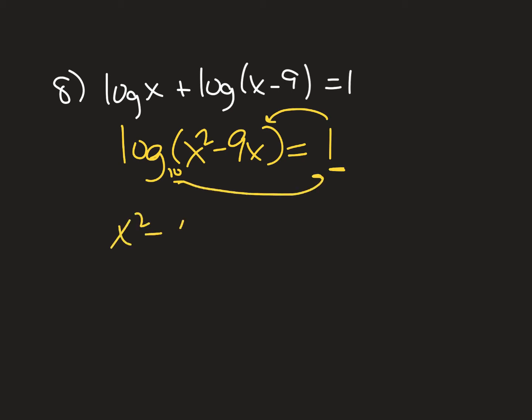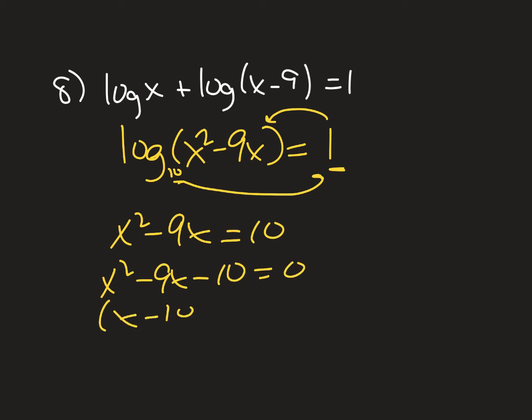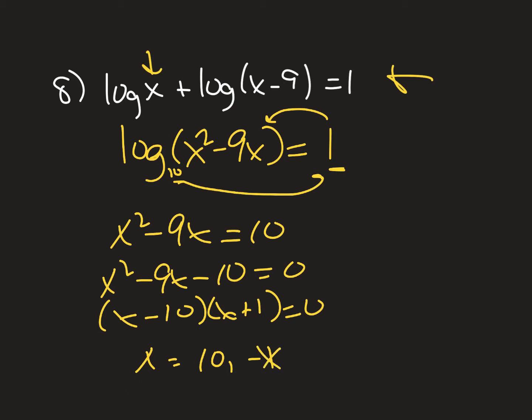So I'm going to put x squared minus 9x equals 10. Move the 10 to the other side so I can factor. If you factor it, you get minus 10 and positive 1, which means your 2 answers are positive 10 and negative 1. Now, remember, you have to plug your answers back into your original equation to make sure it doesn't make a log negative. If I put a negative 1 in for that x, that whole log becomes negative, so that's out. 10 looks really good, so 10 is the only answer. Let's go to the next one.